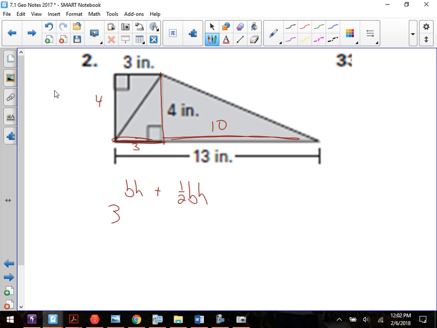And then you piecemeal it together. You have a 3 times 4, bless you, plus a 1/2 times 10 times 4. So that's 12 plus 20. You get 32 square inches. Good times.